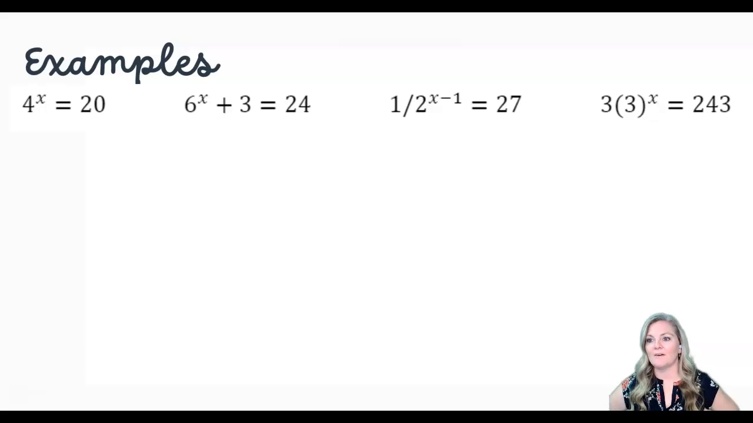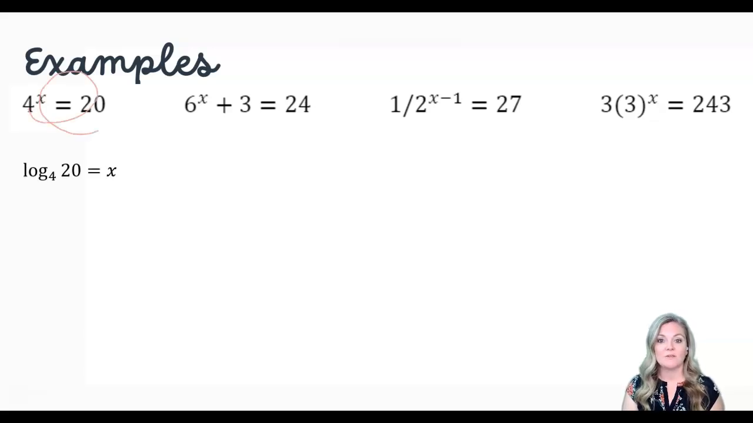So first example, I have 4 to the x is equal to 20. Do I have anything outside of my exponent? No. The only thing that's there is the 4. It's attached to the exponent. I can't move it yet. So I'm going to do the e to rewrite it. So this is going to be log base 4 of 20 is equal to x.